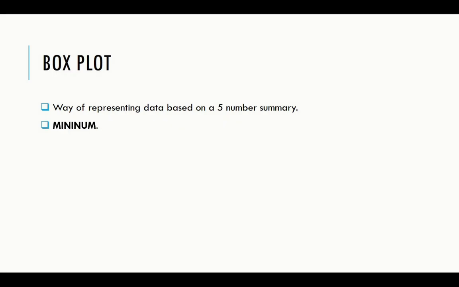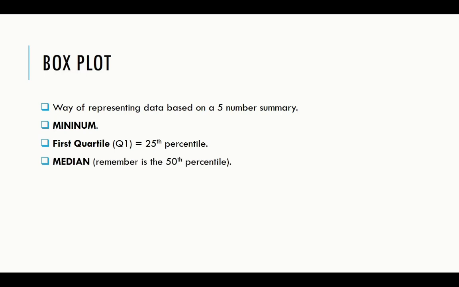So let's move on to something else that's interesting, and that's the box plot. The box plot is a way of presenting data based on a 5-number summary. A box plot is going to give us the minimum. It's going to give us the first quartile, and remember the first quartile is the 25th percentile. It's going to give us the median. Remember that median is the 50th percentile. It's going to give us the third quartile, which is the 75th percentile. And then it's going to give us the maximum. So a box plot is a way of presenting 5 things in kind of one neat, tidy package.